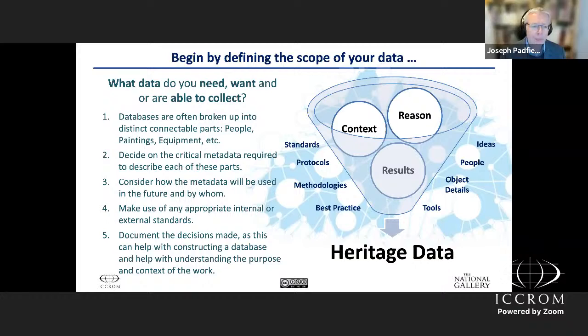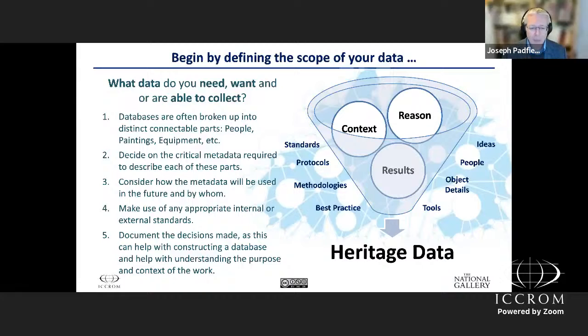Databases are often broken up into distinct connectable parts. So people, paintings, equipment, and so on. And what you need to do is decide what is the critical metadata required to describe each of these parts. So a person would have a name, a date of birth, a painting might have a title and dimensions and an age. And so it's looking at what information you need and how this metadata is going to be used in the future and by whom. So what searching do people need? How do they want it to be displayed?